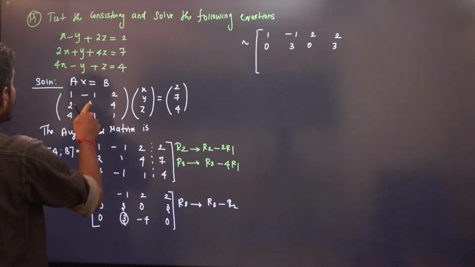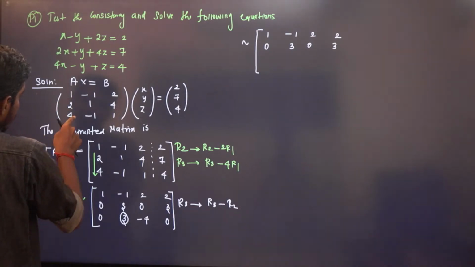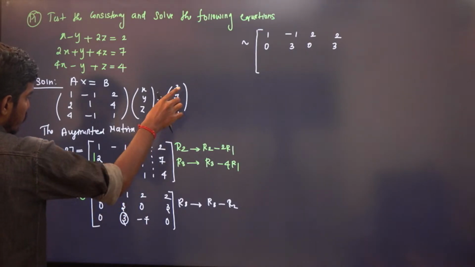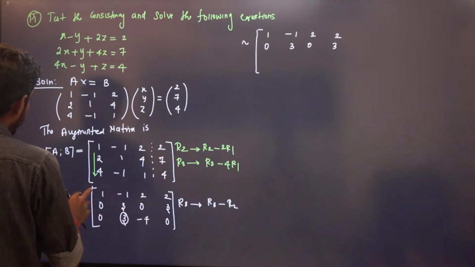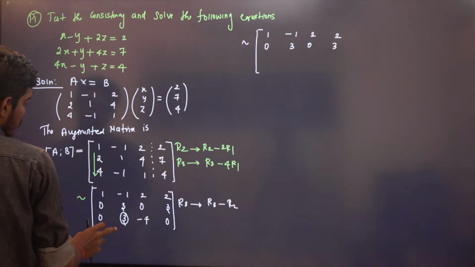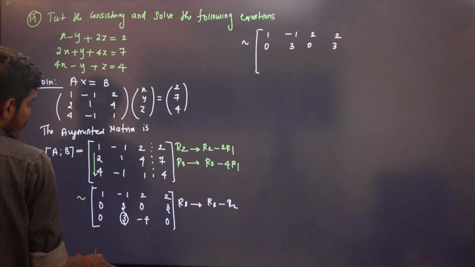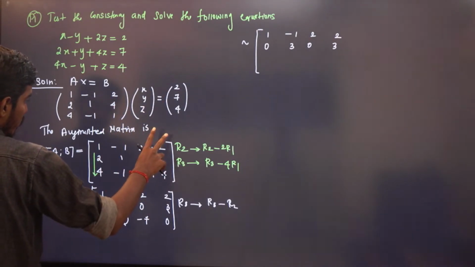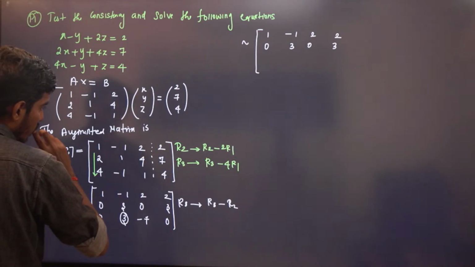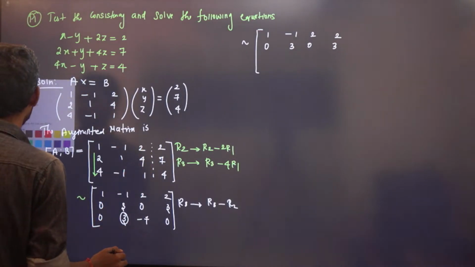Let me recheck: 1 minus 1 2 2, 2 1 4 7, 4 minus 1 1 4. Multiply 2 and then subtract: 1 plus 2 is 3, 7 minus 4 is 3. Multiply 4: minus 1 plus 4 is plus 3. Multiply 4, 1 minus 8 is minus 7. I think this is wrong. You multiply 4, so it will be 8, and 4 minus 8 is minus 4.